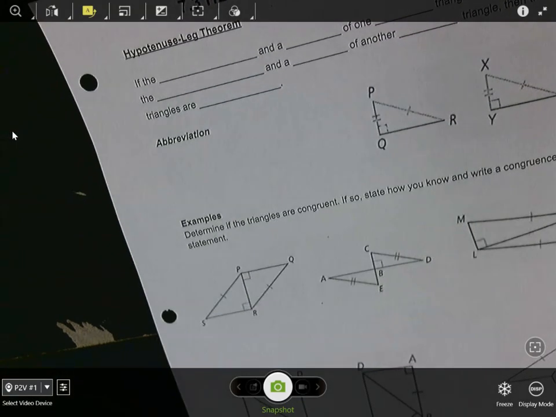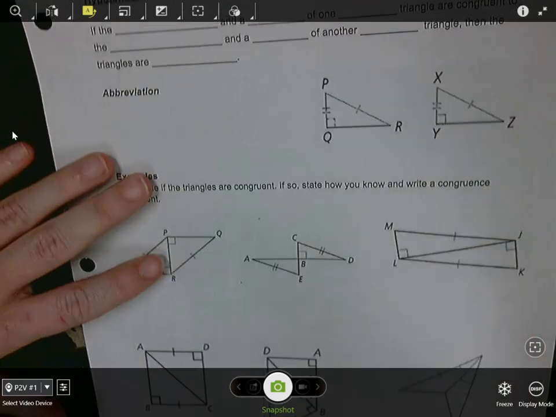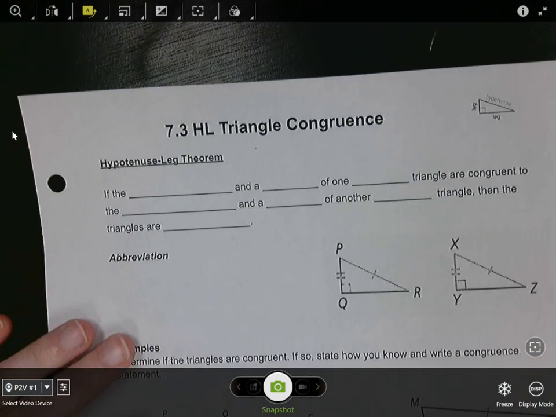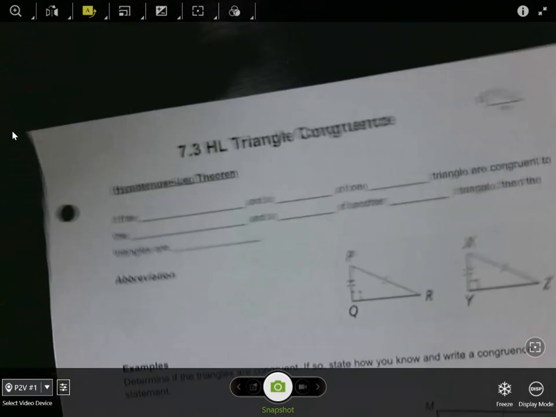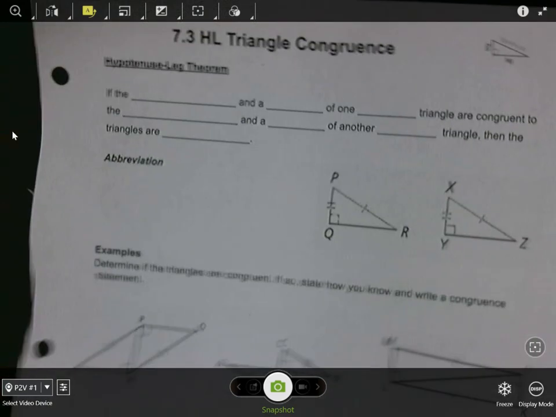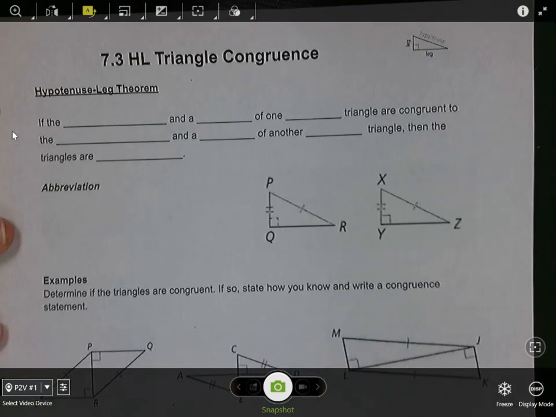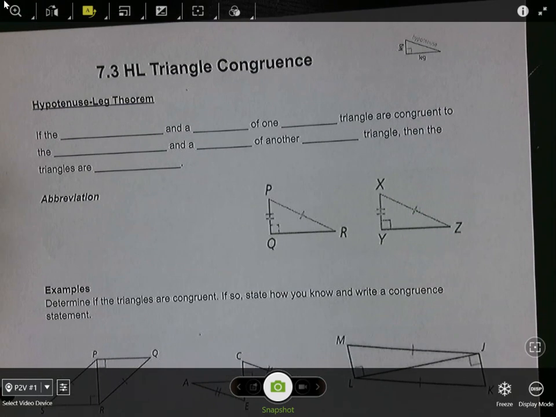Okay. The hypotenuse leg theorem. Hypotenuse is always a funny word. Pretty much hypotenuse leg allows you to use angle side side, but we just don't call it angle side side. And the most important factor is it only works on a right triangle.